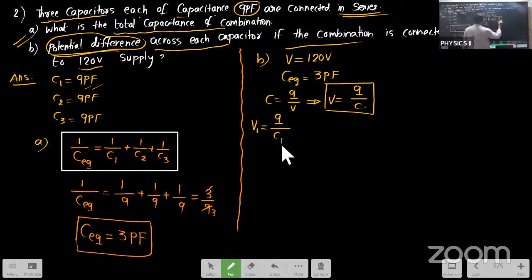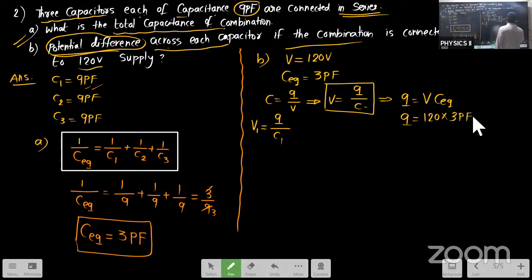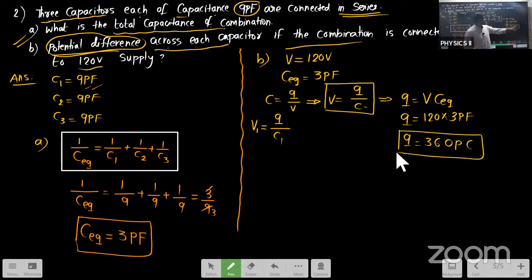First of all, we should know the value of Q. So from here I can write Q equals V into C equivalent, as the same amount of charge will flow in a series combination. There is no division of charges. That is the reason I am first determining the charge Q. So Q equals how much potential difference? 120, into the capacitance we got, 3 picofarad. So Q equals 360 picocoulomb. What is the unit of charge? The unit of charge is coulomb. So 360 picocoulomb.